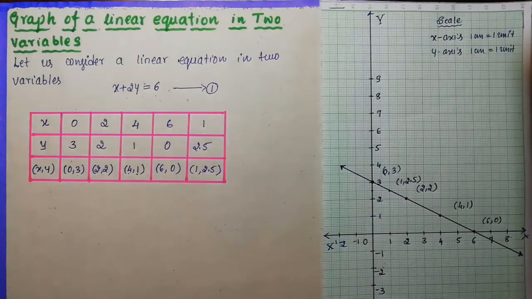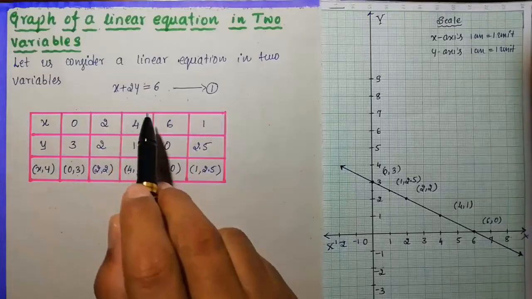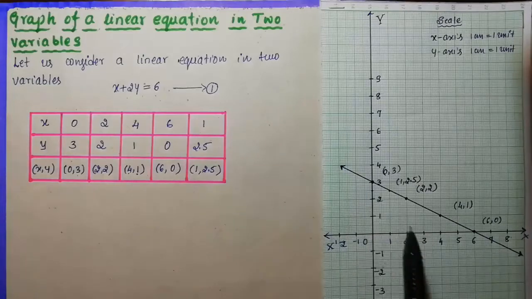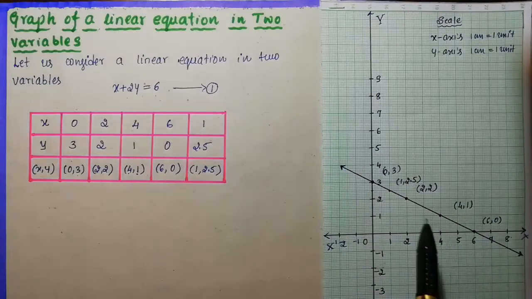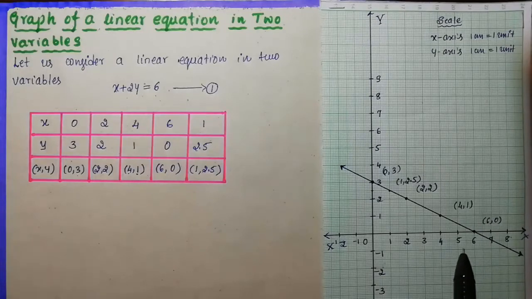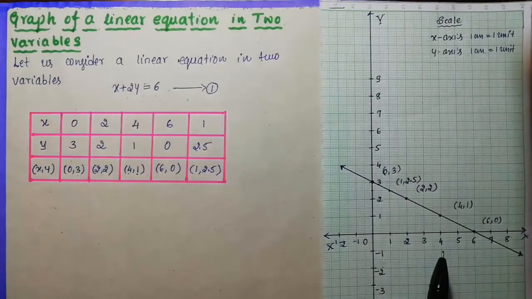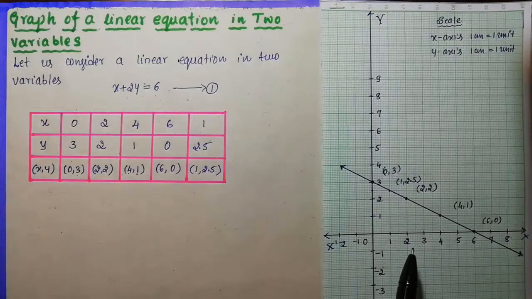So by this what we can understand is, if you take the solutions of a linear equation in two variables like this in this table, and if you locate all those points, and if you join all those points, you will get a straight line. Remember, that's why the very important thing is: the graph of a linear equation in two variables is a straight line. Remember, very important point, the graph of a linear equation in two variables is a straight line.